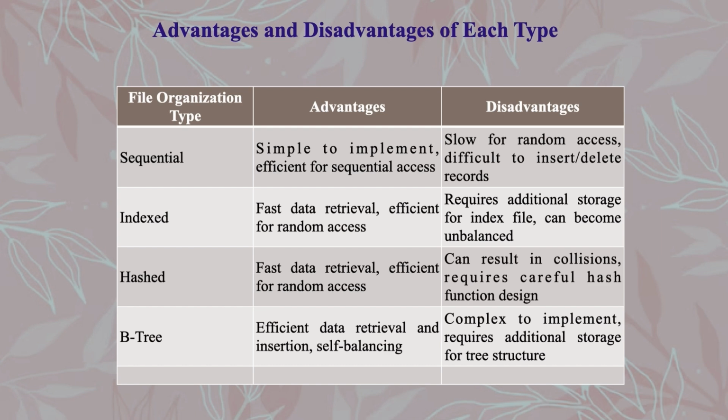So I can see what the advantages and disadvantages are. I have given sequential, indexed, hash, B-tree. What kind of advantages and disadvantages? Sequential is simple but slow, one is fast but requires additional storage, one has fast data retrieval but can result in pollution, and one has efficient data retrieval but is complex.